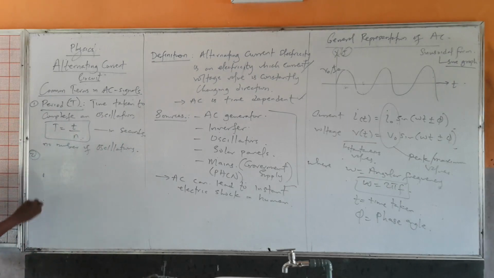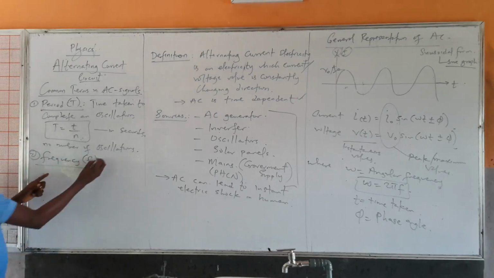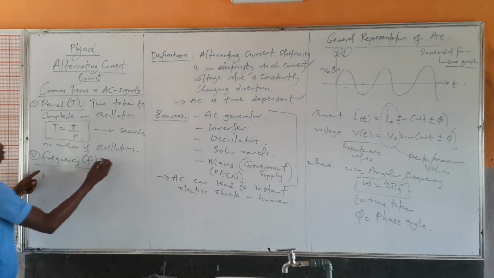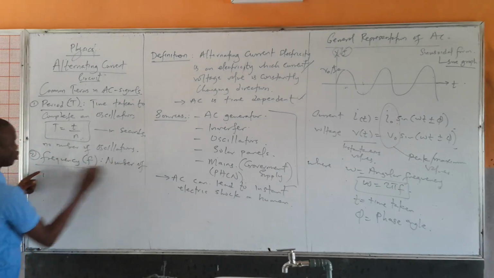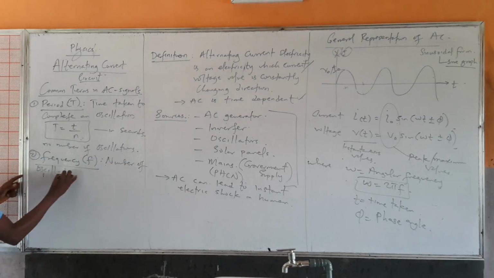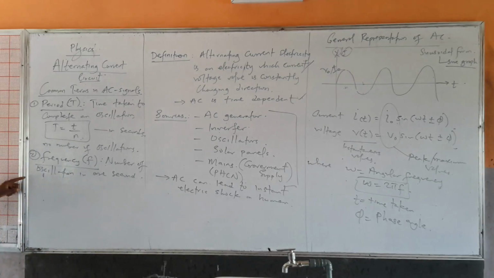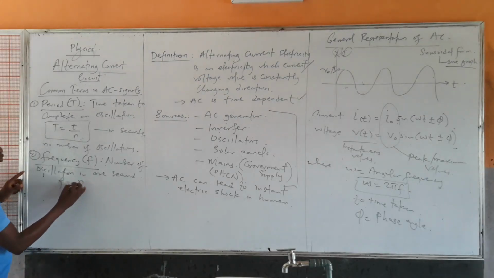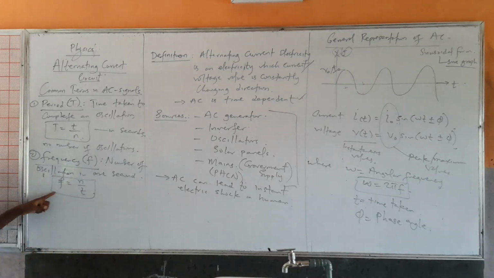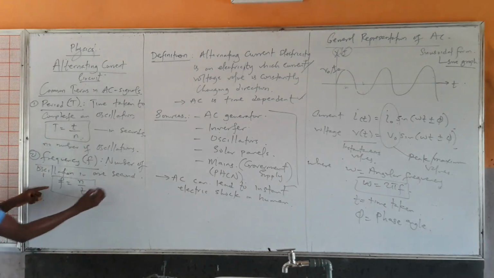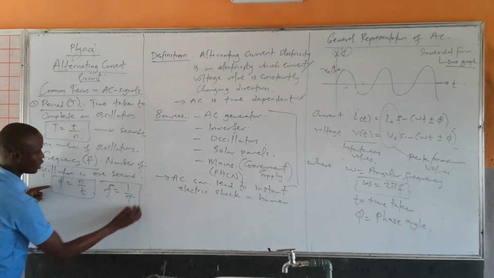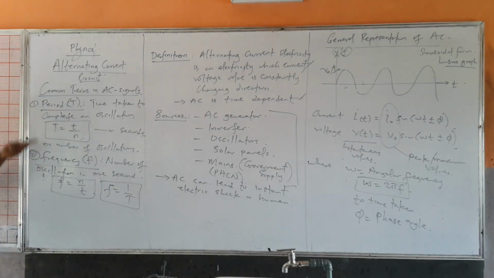Another thing very close to that, used to describe alternating current electricity, is the frequency f, and that is just like the opposite of the period. It is the number of oscillations completed in 1 second. So your frequency f is n over t, the number of oscillations completed in 1 second. It's just like the opposite of the period, so your f is definitely 1 over the period. That is the relationship between the two of them.